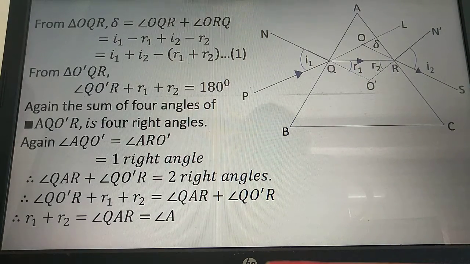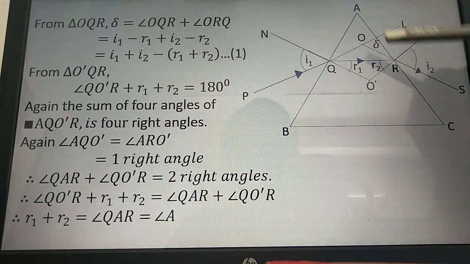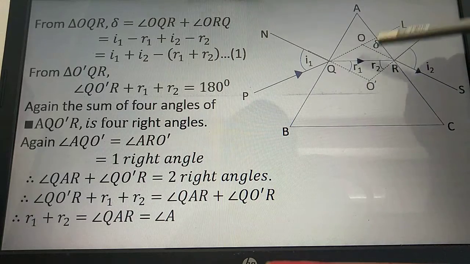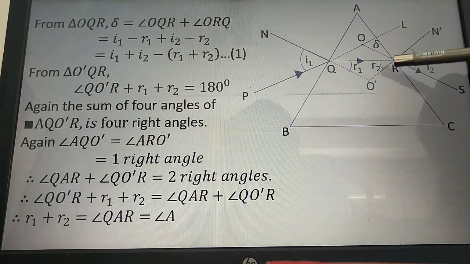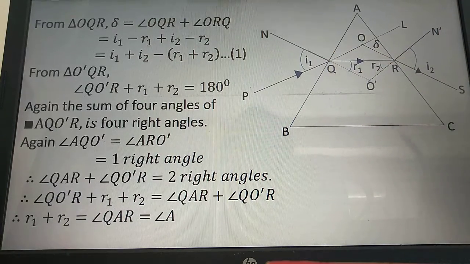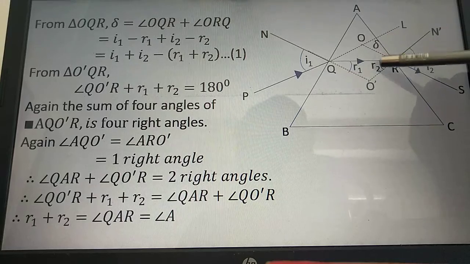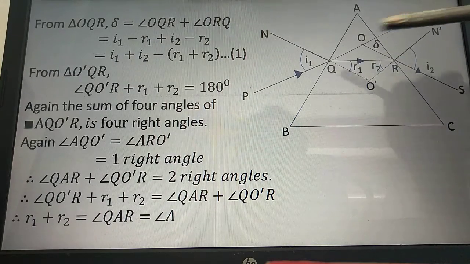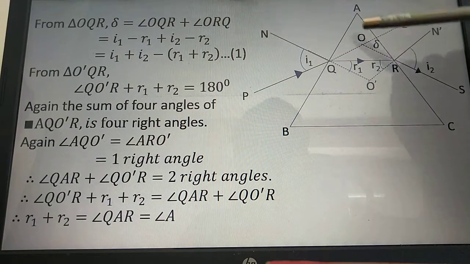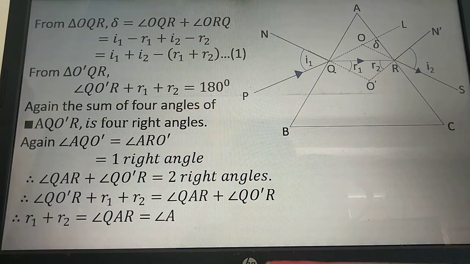So we can write here QAR plus QO'R is equal to two right angles, because we know this angle is one right angle, this angle is one right angle. So these two angles are two right angles. So the remaining two angles, this angle and this angle, are two right angles.